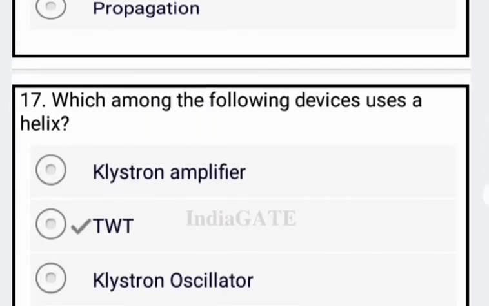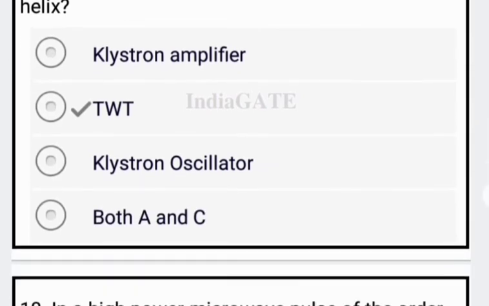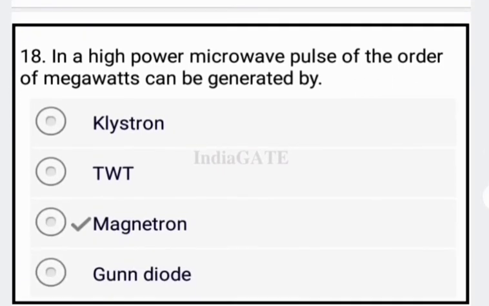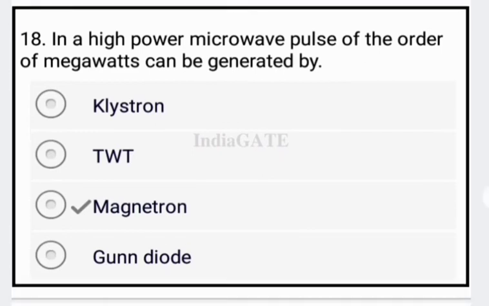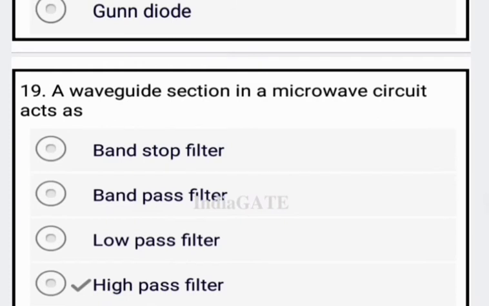Next question, which among the following devices uses a helix? So the correct answer is option B, TWT. Next question, a high power microwave pulse of the order of megawatts can be generated by a magnetron. So option C is your correct answer. Next question, a waveguide section in a microwave circuit acts as a high pass filter. Option D is your correct answer.